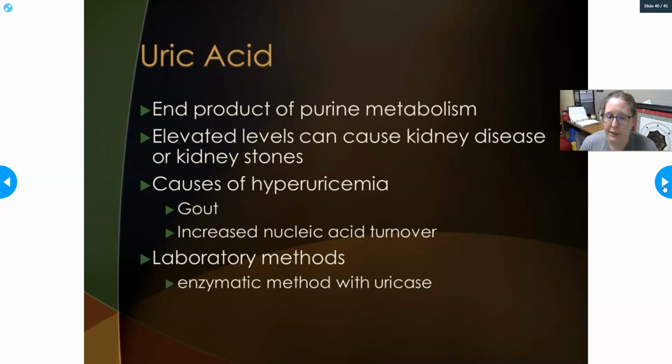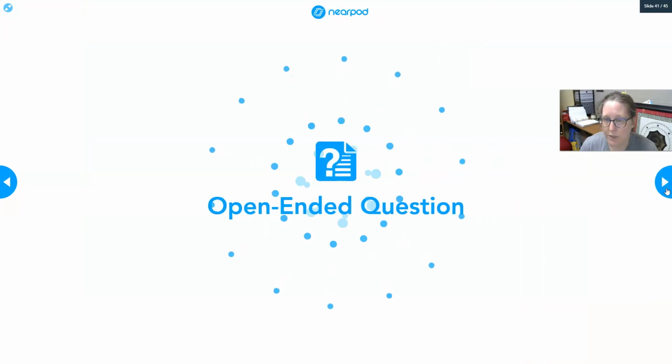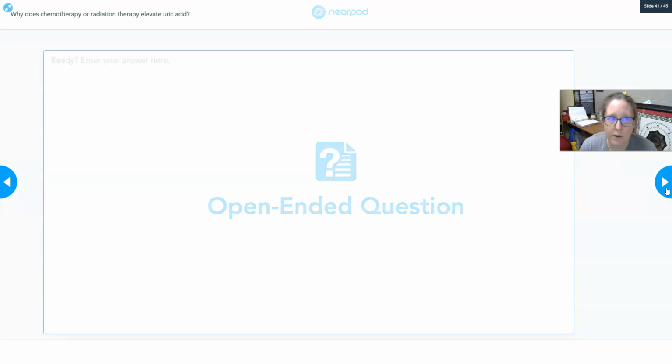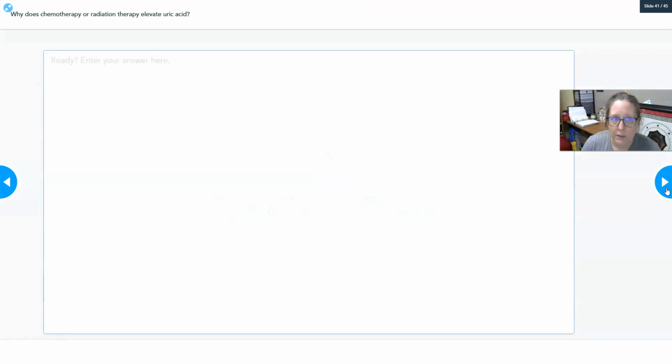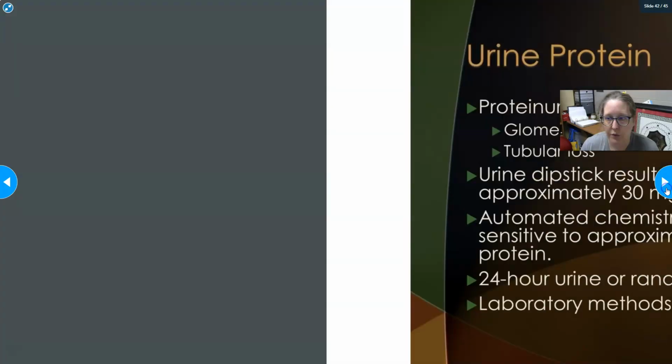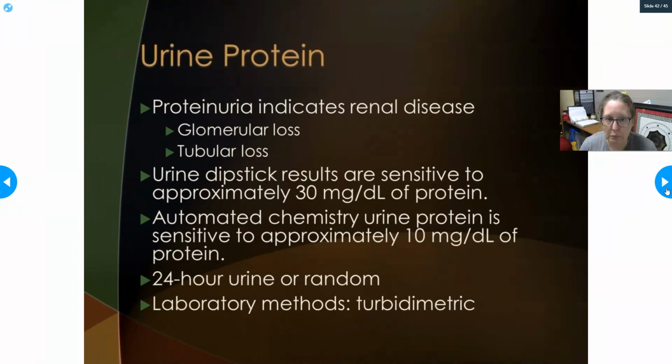So like chemotherapy, radiation therapy, all of that, and there's more cells being destroyed, and so that's causing destruction of DNA and RNA, so nucleic acid turnover. And so the lab methods usually involve enzymatic methods with uricase, and it's useful to be detected because it's another waste product, so we can check to see the waste function of the kidneys. So why would chemotherapy or radiation therapy elevate the uric acid? We just explained that, so if you're not sure, just rewind it.